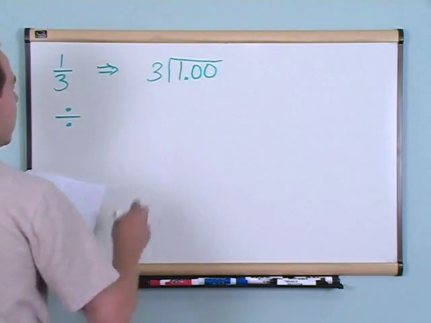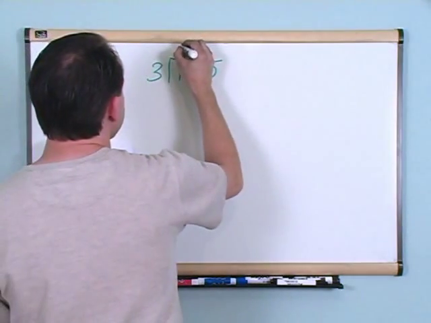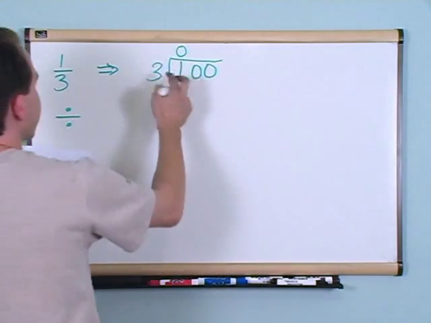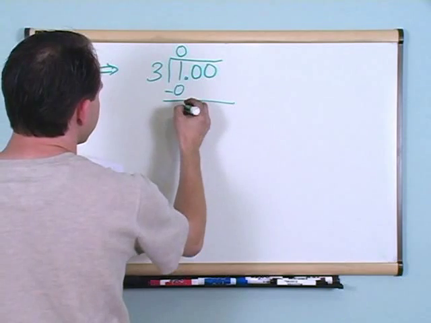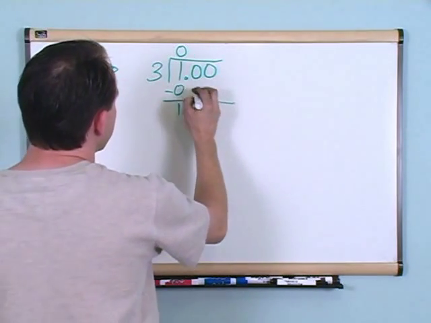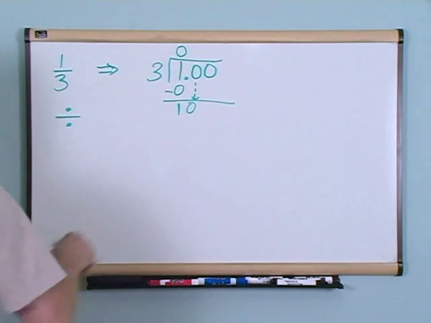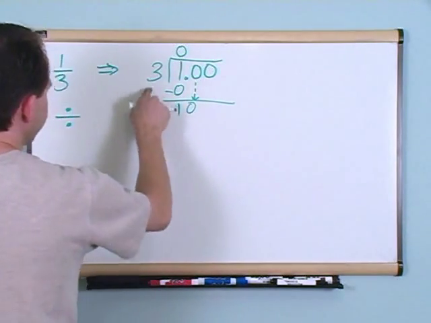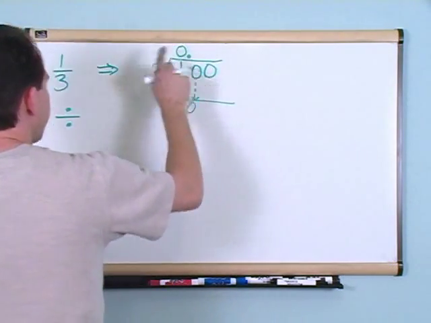Can 3 go into 1? No, it can't, so I'll put a 0 up here. 0 times 3 gives me 0. 1 minus 0, just the same as always, is going to give you 1. Can 3 go into 1? Well, no, it can't, but before I give up, let me drag down my 0. I'm going to have 10. Can 3 go into 10? Well, sure it can. And you put your decimal point up above, just like you always do.